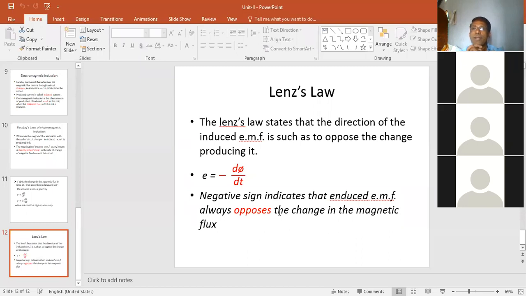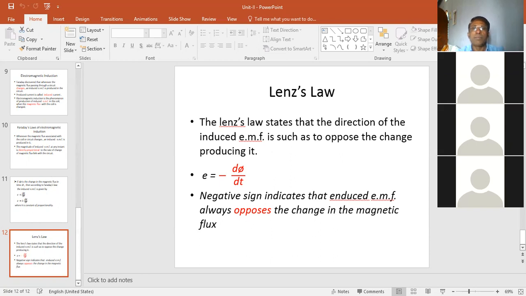So what is the role of the negative sign? The negative sign indicates that the direction of E and the direction of d phi by dt are opposite. So the induced EMF is always opposite to the rate of change of magnetic flux. Okay, this is about Lenz's law.